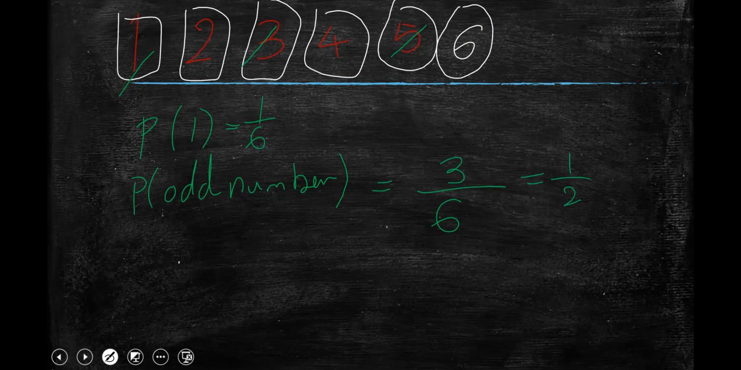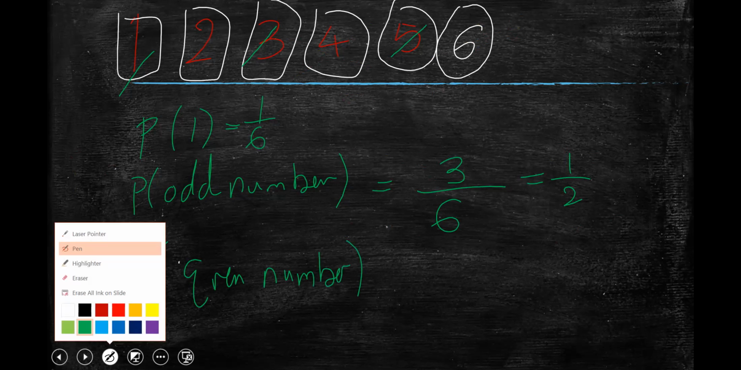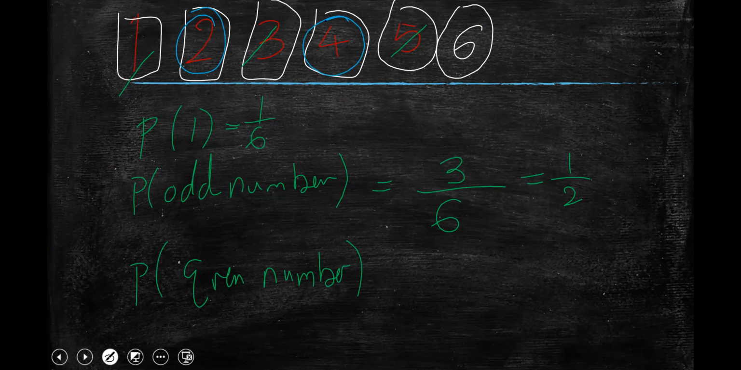1/2. What is the probability now of getting an even number? Also 3/6, which is 1/2. Look here, we have 2, we have 4, we have 6. So we have 3 numbers over 6, which is 1/2. Are the probability of getting an odd number and an even number equally likely? Yeah. So they are equally likely.